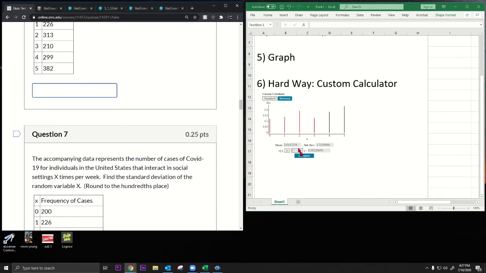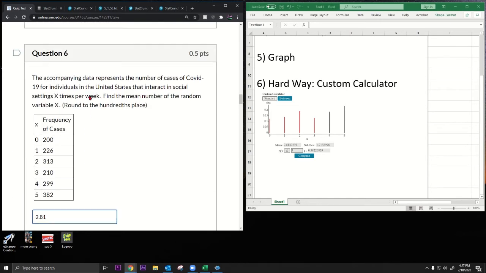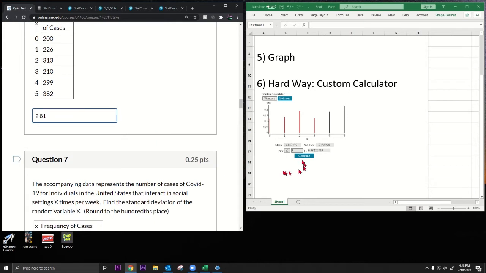Is this a numerical question? Okay, cool. So I'm going to put 2.814 or 2.8. Let's see, 2.881. I don't know. What are we rounding to? And did I round that correctly? Let's see. Round to the hundredths place. So 2.81, that works. 2.81 right there.